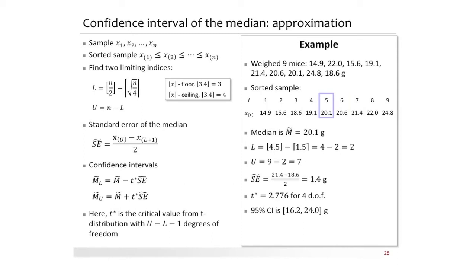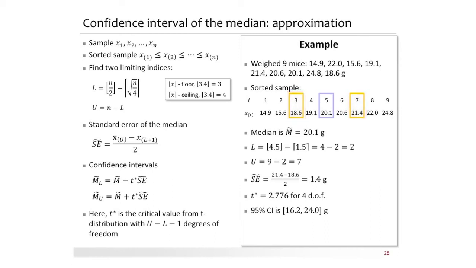That's easy to find. Now we use this equation to find L, the lower index. So n divided by 2, n is 9, so n divided by 2 is 4.5, and the floor of 4.5 is 4. This other term, if you calculate it, is very simple, it's 1.5. Ceiling of 1.5 is 2. 4 minus 2 is 2. And the upper index is n minus this one, so it's 9 minus 2. It's 7. So these are your limiting indices.